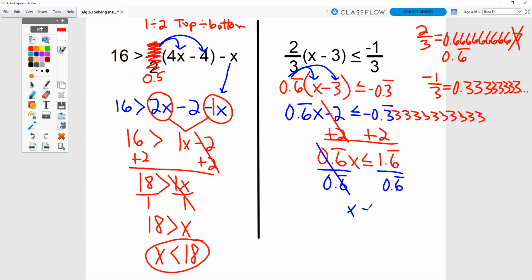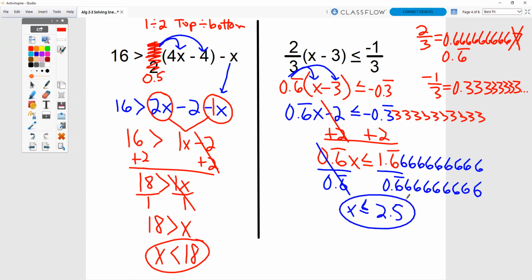Again, be very, very careful. When we go to type it into the calculator, you're typing in 1.6666666 divided by 0.66666666666. And when you do that, you get 2.5. If you only type in 1 6 or 2 6s or 3 6s, you're not going to get the right answer. So make sure you type in all the 6s.